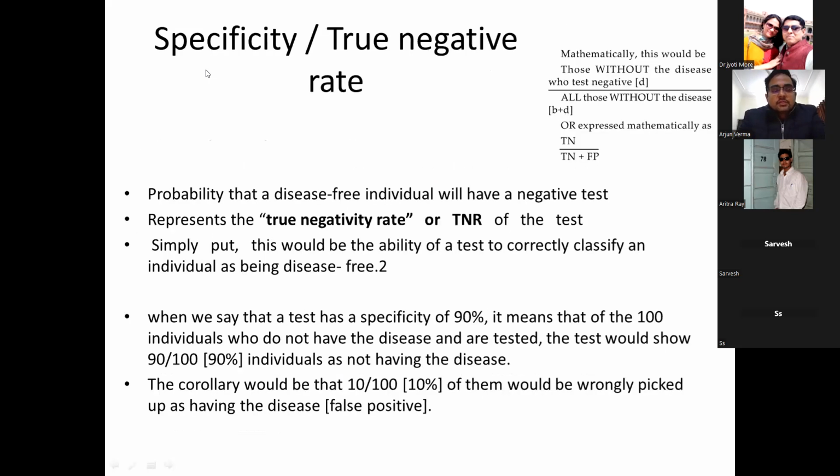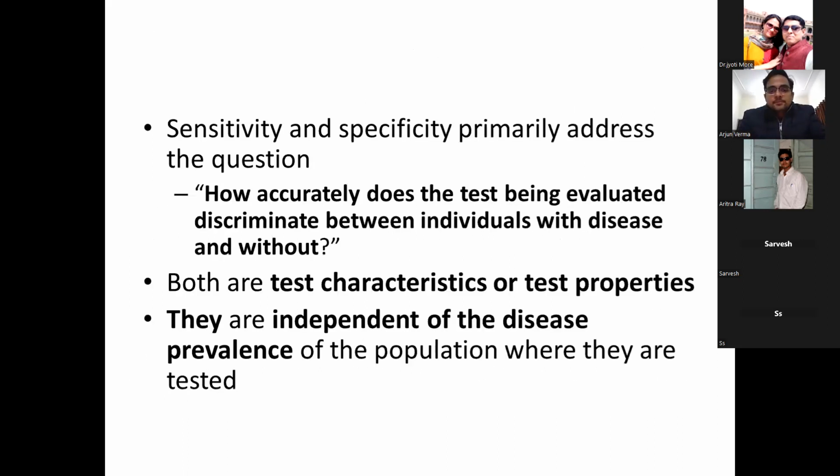So specificity. Yeah, the specificity is basically the true negative rate. So what does the true negative rate mean? The probability of a disease-free individual to have a negative test. Suppose I'm not suffering from COVID, what is the probability of the RT-PCR to be negative? That is called specificity. That is called the true negative rate.